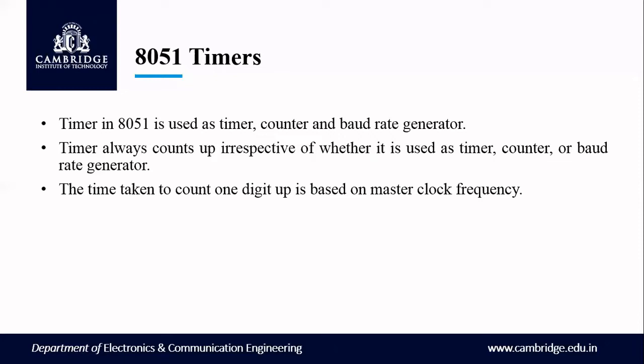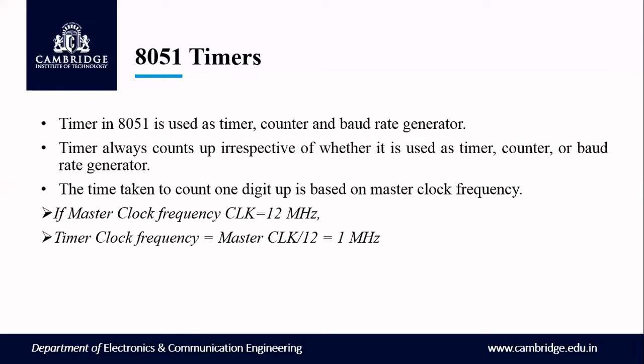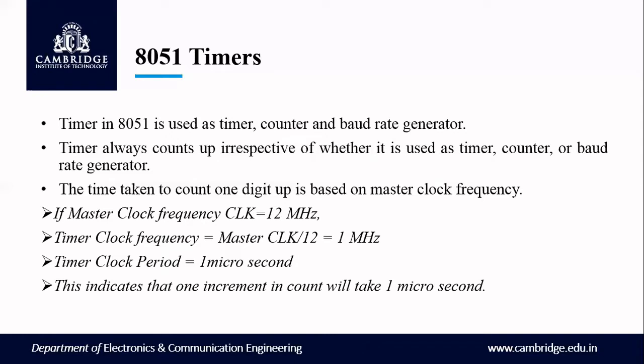Let us take one example and understand how we calculate the time period, or the time required for one digit up. Suppose the master clock frequency is 12 megahertz. The timer clock frequency will be 1/12 of the master clock frequency. Always we need to take 1/12 of the master clock. So we get 1 megahertz as the timer clock frequency. If we take the reciprocal of this clock frequency, we get a timer clock period of 1 microsecond. This indicates one digit up requires 1 microsecond with this clock frequency. So one increment in count will take 1 microsecond.